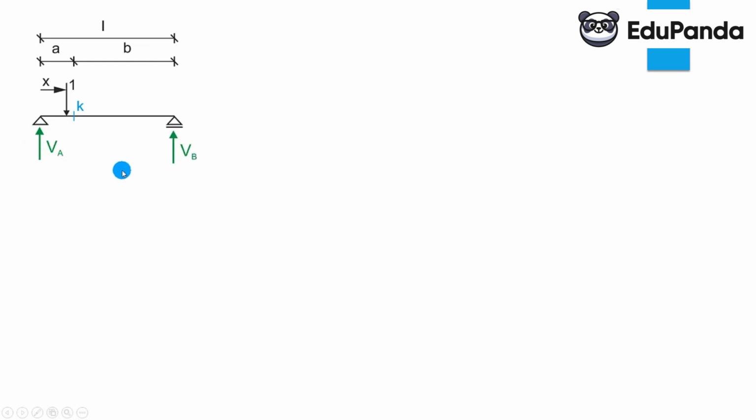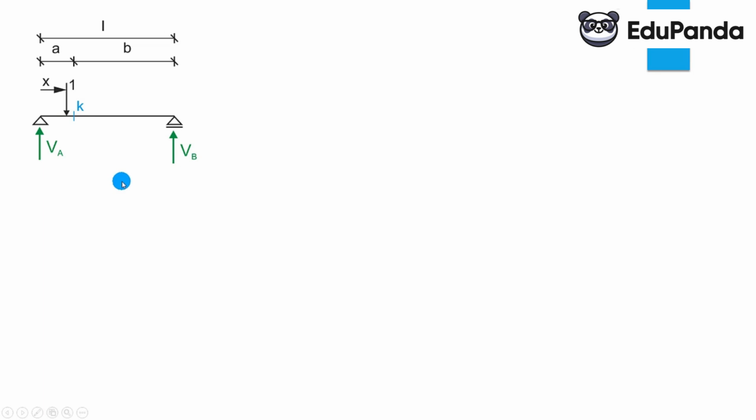Now let's consider that when the force is over this support, the entire force is taken by reaction VA. And when the force is over support B, the reaction VA is 0. And the influence line will generally always be a linear function. So having these 2 pieces of information, we can actually draw the influence lines.